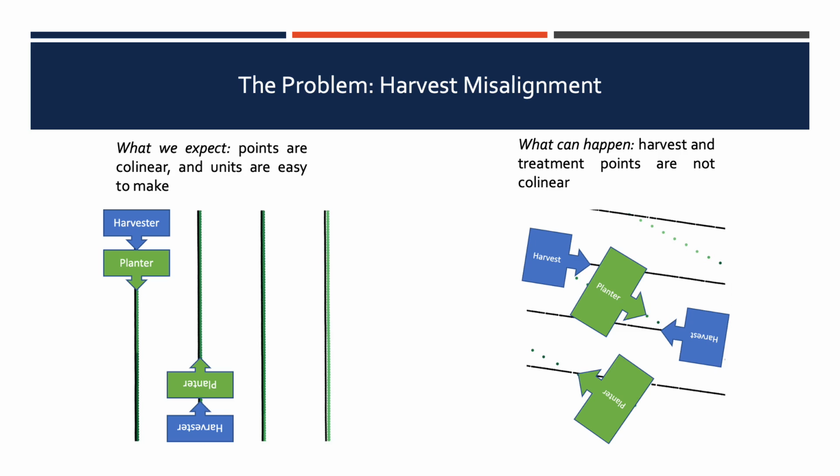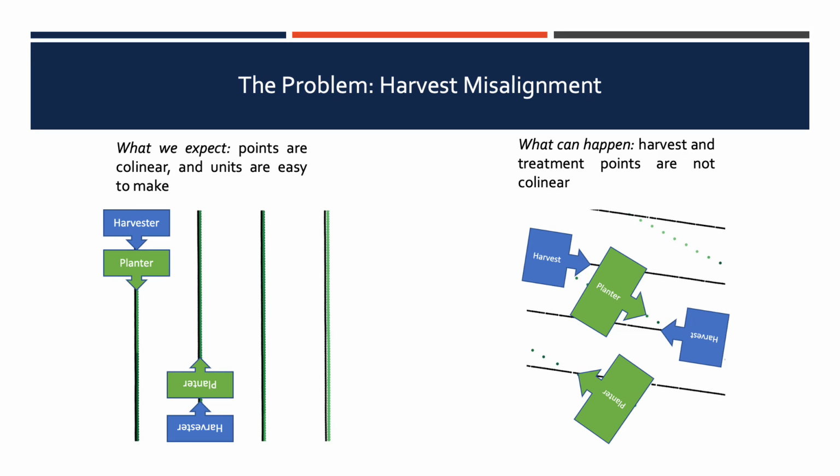On the left side is what we expect, points that are collinear and the final units of observation are easy to make. But what can happen is that the harvest and treatment points are not collinear, as in on the right, where the harvester and planter are driving in two different directions, meaning that the harvest will be going over different planting rates.